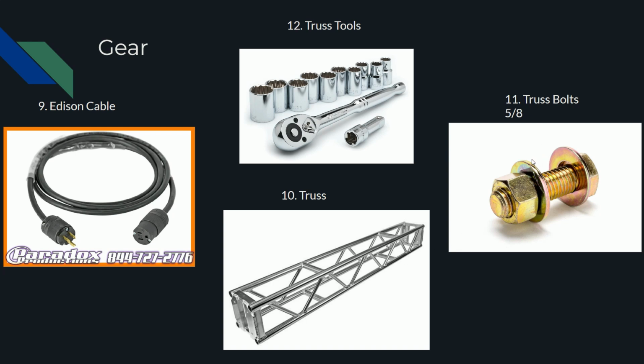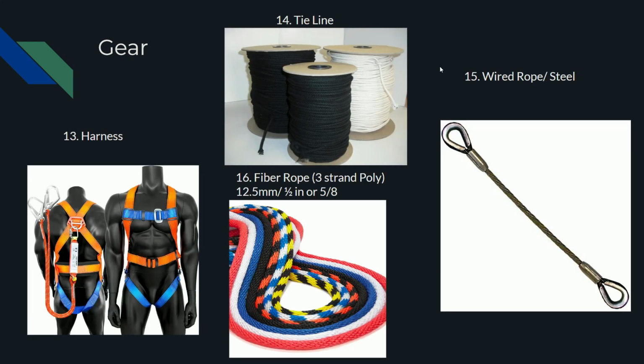11 is truss bolt. This is basically to connect 2 truss together. You see the 4 holes right here. You get the bolt and you tie it in with these truss tools, which is your standard socket wrench that you will use to tighten down these bolts.